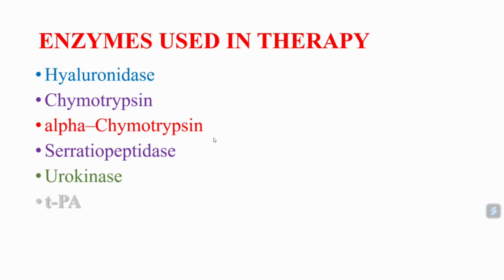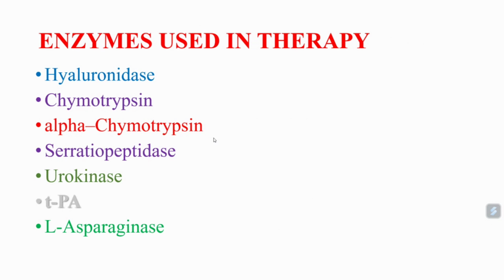In today's class, let us try to learn about a very important concept, that is the enzymes which are used in the hospitals and the importance of enzymes, biological agents that are essential for treatment. Among the enzymes, the very important enzyme is hyaluronidase. We have chymotrypsin, alpha chymotrypsin, serratiopeptidase, urokinase, tissue plasminogen activator, and asparaginase.